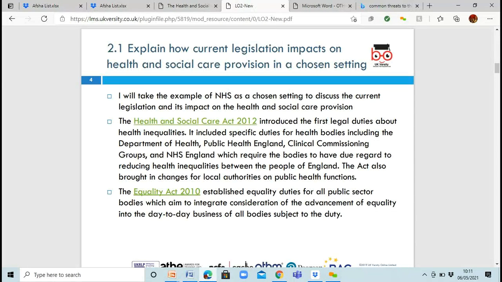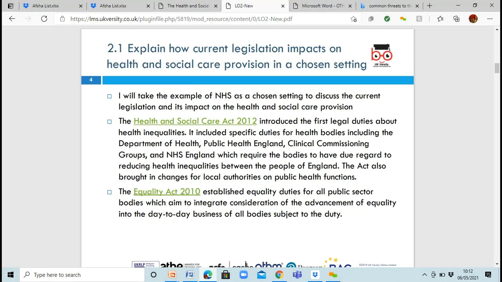So you might be aware of the Health and Social Care Act of 2012. This actually introduced the first legal duties about health inequalities. It gave specific duties for health bodies, including the Department of Health, Public Health England, clinical commissioning groups, and also NHS England, and it gave them a set of guidelines that they have to have regard to in order to reduce health inequalities. This act also brought about a lot of changes for local authorities about public health functions.